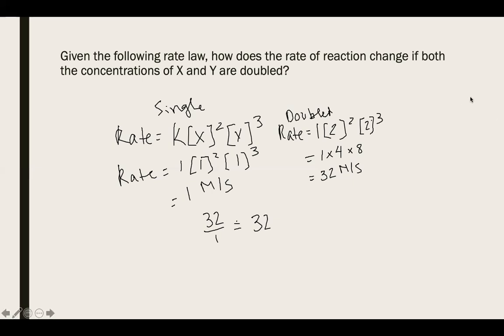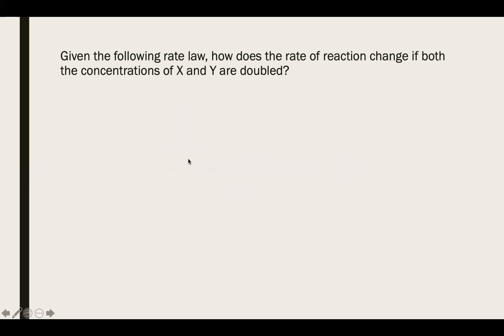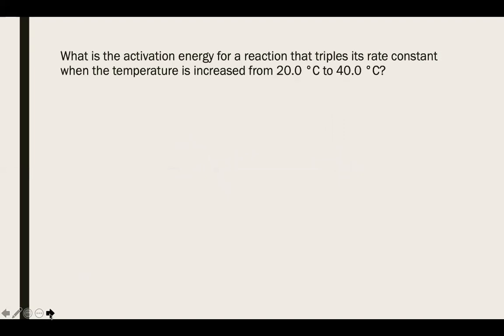Okay, and then clear. Okay, so now this problem asks what the activation energy is for a reaction that triples its rate constant when temperature is increased from 20 degrees Celsius to 40 degrees Celsius. So for this one, I used one equation when I solved it, but I think there's an easier equation that we can use for this one.